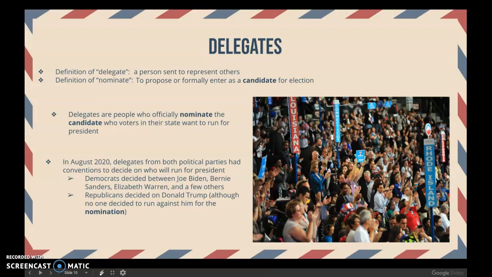I mentioned the Democrats already, but the Republicans also had primaries and caucuses. The difference is the Democrats were trying to decide between many different candidates, and the Republicans really only had one choice, and that was Donald Trump. There was nobody else that was running against him for that nomination. The Democrats had Joe Biden, Bernie Sanders, Elizabeth Warren, Amy Klobuchar, Kamala Harris. There were lots of different people running for the nomination for the Democrats.